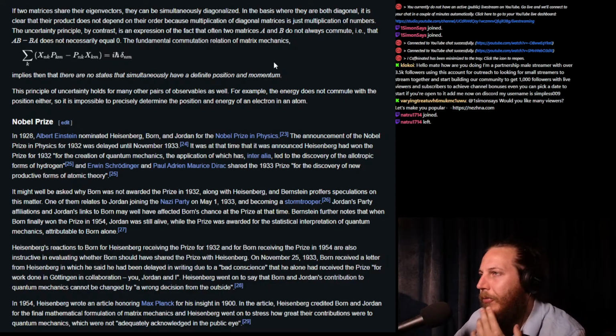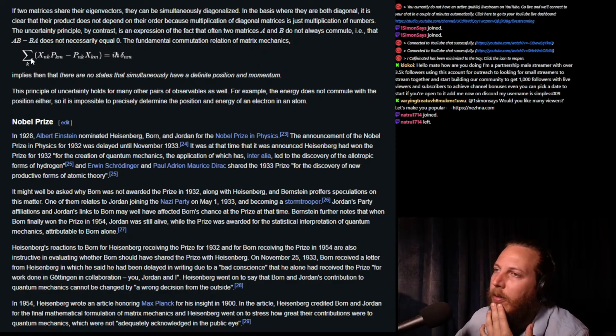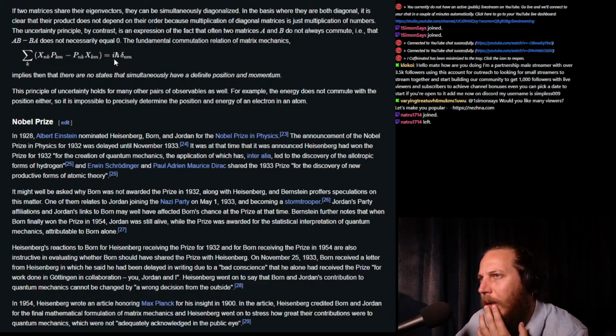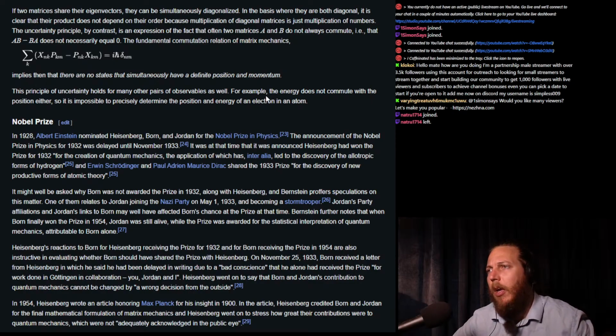The fundamental commutation relation of matrix mechanics, the sum over k of (x_nk p_km minus p_nk x_km) equals i h-bar delta_nm, implies that there are no states that simultaneously have a definite position and momentum. This principle of uncertainty holds for many other pairs of observables as well. For example, the energy does not commute with the position either, so it is impossible to precisely determine the position and energy of an electron in an atom.